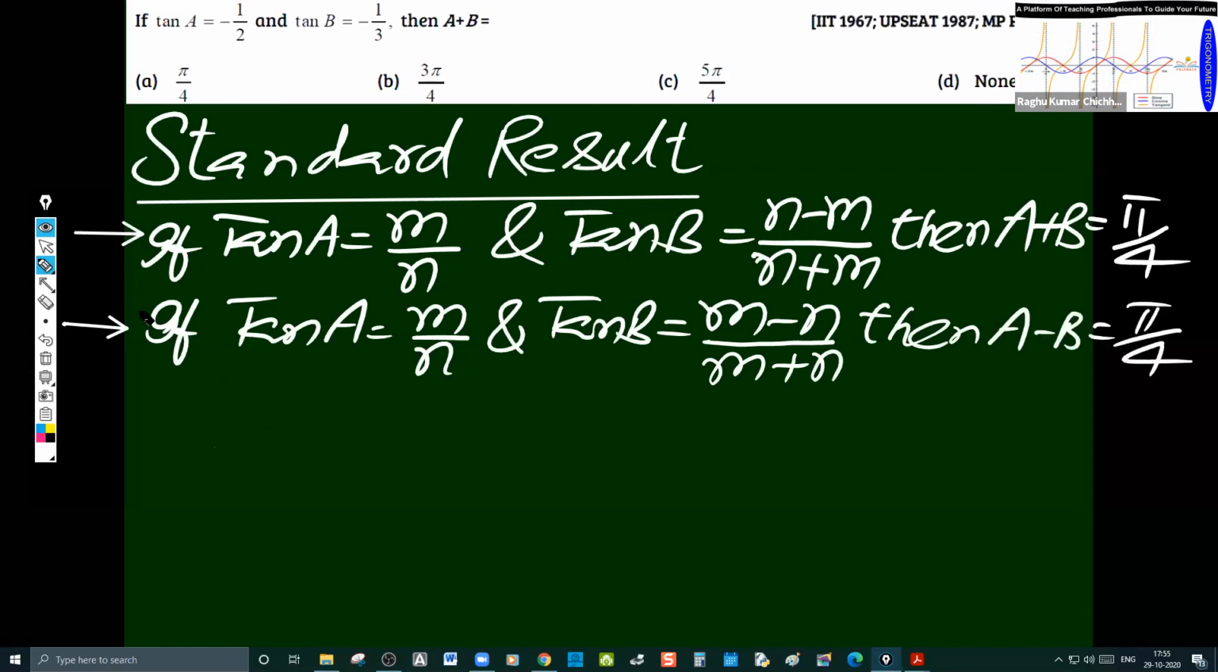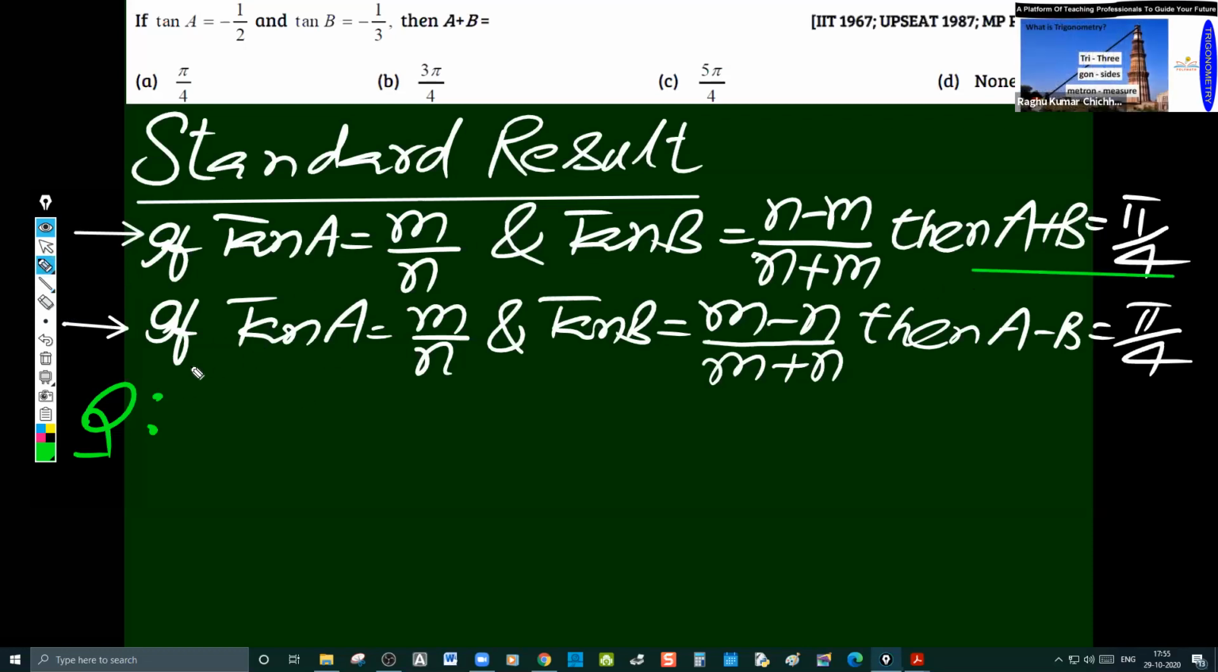See, I'll make you understand by forming a question here, please. Forming a question. You can form the question like this. If you want to see the result A plus B is equal to pi by 4, I repeat, if you want to make a question for A plus B is equal to pi by 4, then you can simply make it like this. Maurya, tan A, you tell me any fraction of your choice.